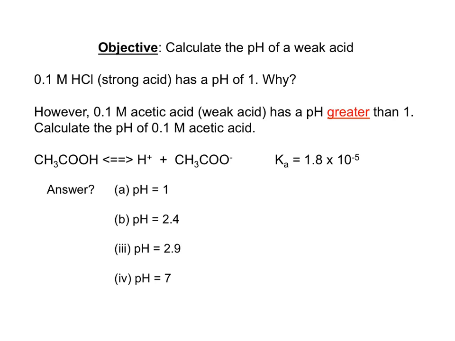For example, why does a 0.1 molar HCl solution have a pH of 1? Here's the answer. To calculate the pH of a 0.1 molar acetic acid solution, which is a weak acid, we have to do an equilibrium calculation. So stop the video and try an equilibrium calculation to figure out the pH of this solution. And here is the answer.